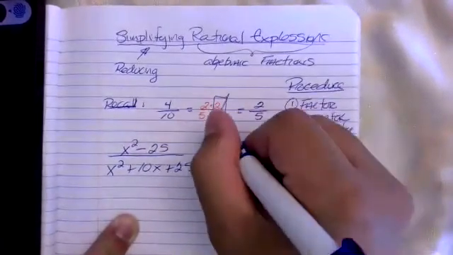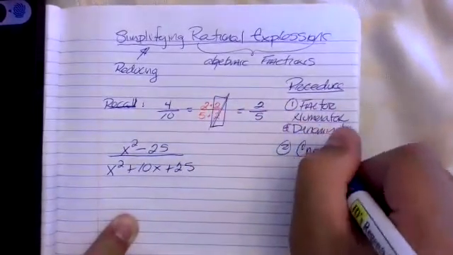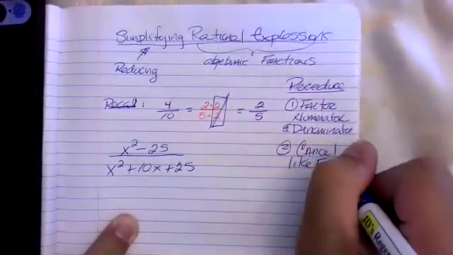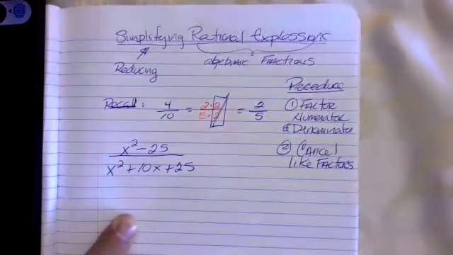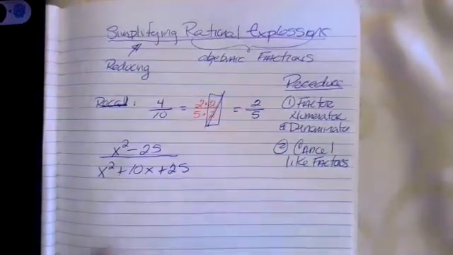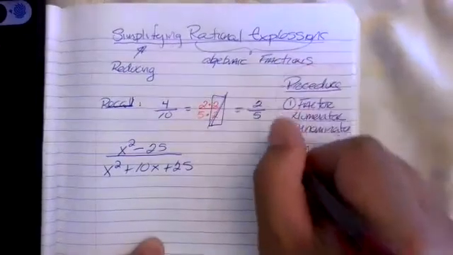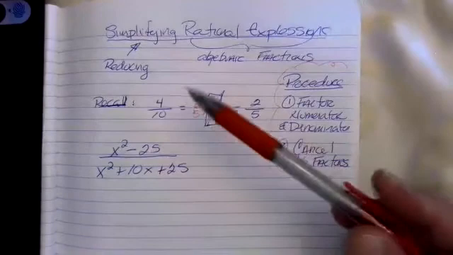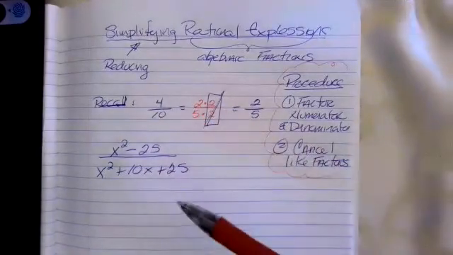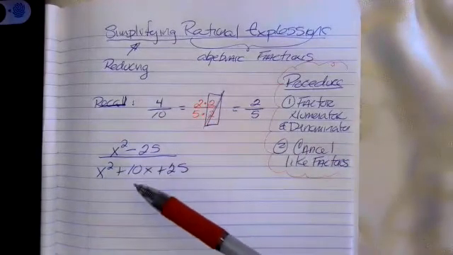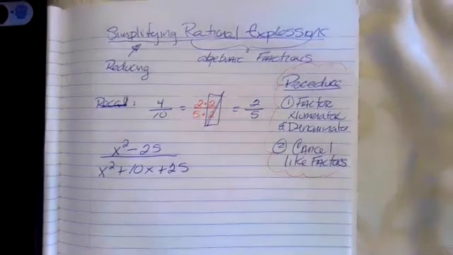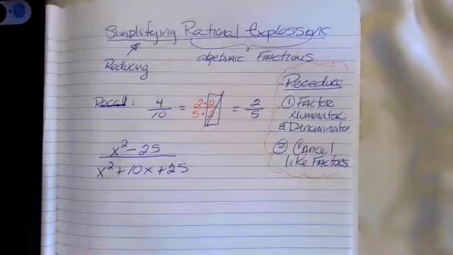And then we canceled out the like factors, the factors that are the same. So if we're able to reduce 4/10, we should be able to reduce x squared minus 25 over x squared plus 10x plus 25. I'll give you a second. Think about it.